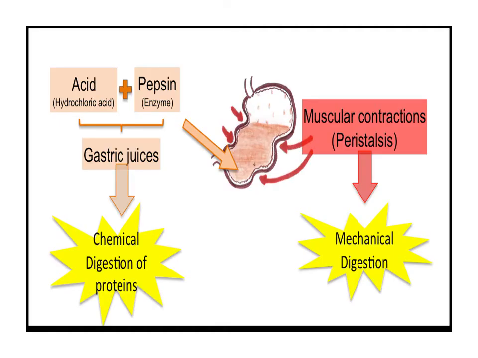So remember that both mechanical and chemical digestion occur in the stomach. Mechanical digestion is when the muscles contract, whilst chemical digestion occurs when the enzyme pepsin breaks down proteins into polypeptides.